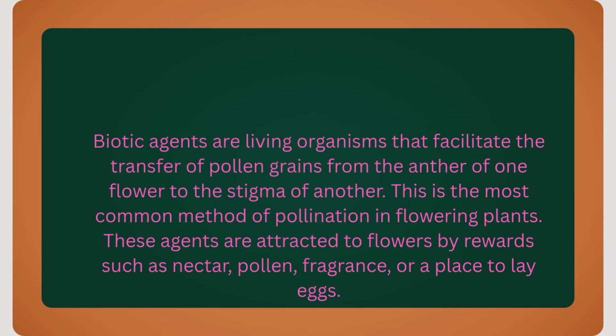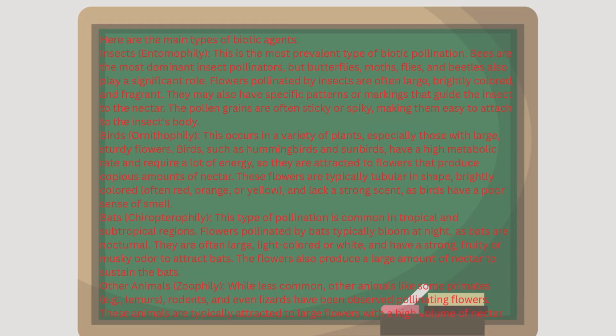Biotic agents are living organisms that facilitate the transfer of pollen grains from the anther of one flower to the stigma of another. This is the most common method of pollination in flowering plants. These agents are attracted to flowers by rewards such as nectar, pollen, fragrance, or a place to lay eggs. There are main types of biotic agents. The first one is insects, called entomophily. This is the most prevalent type of biotic pollination.